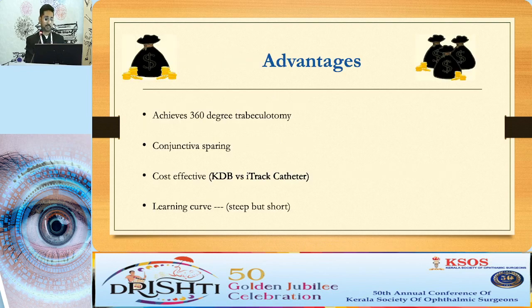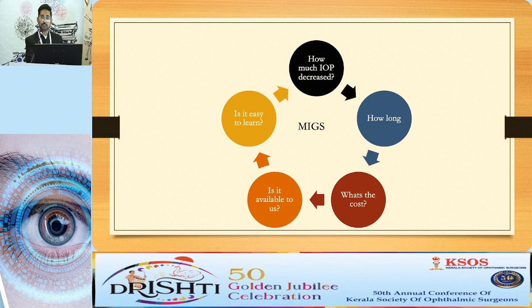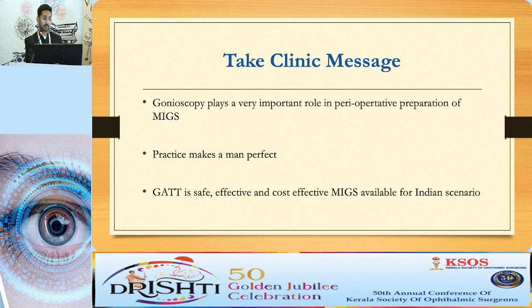As for the advantages of this MIGS, it achieves 360-degree trabeculotomy. It's a conjunctiva sparing procedure. It's cost effective as against KDB or iTrack catheter. The learning curve is a little steep, but it is short. These were the few questions that we had to answer when MIGS was introduced: how much IOP decrease, how long, what's the cost, is it available to us, is it easy to learn? I think over the years we have done well, and it will stand the test of time.